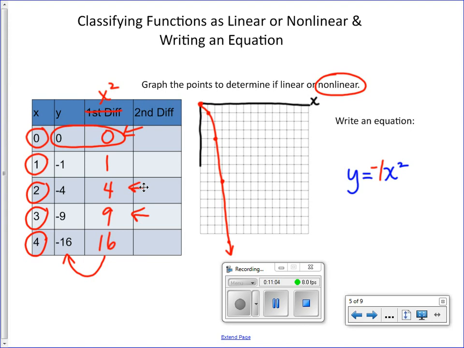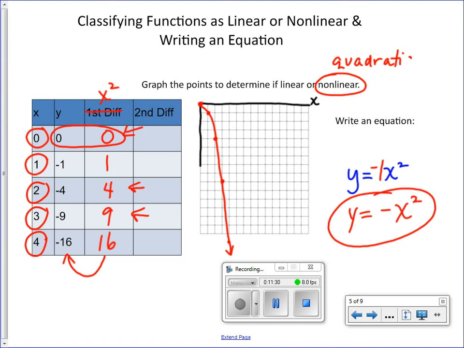So this equation can be written, y is equal to negative x squared. And notice I don't need to show the 1 in there. Negative 1 times x squared is simply negative x squared. Okay, so this is not only nonlinear, but quadratic in nature because of the x squared term.